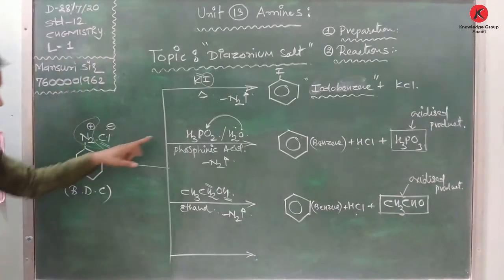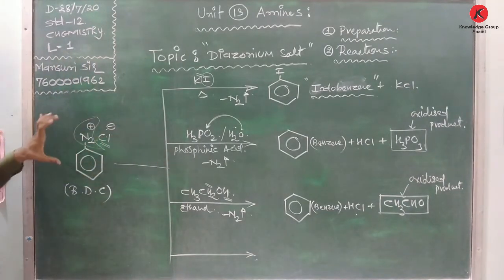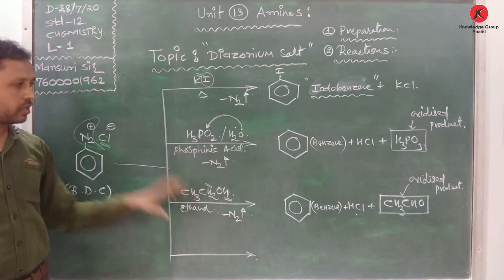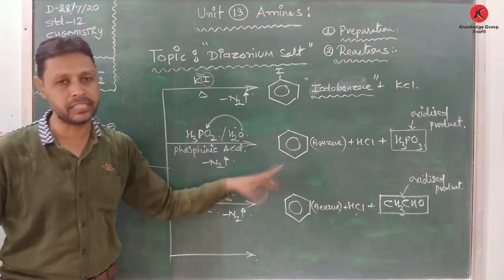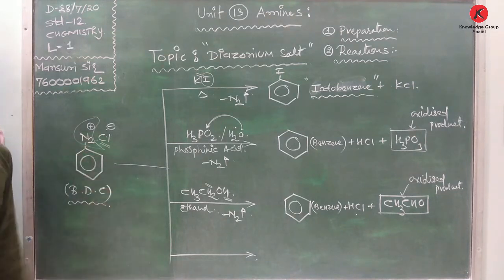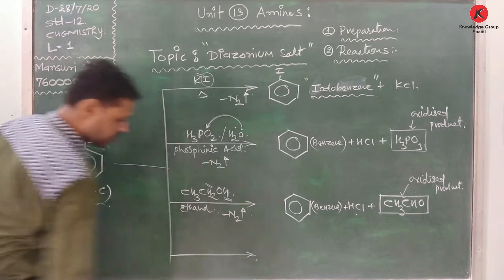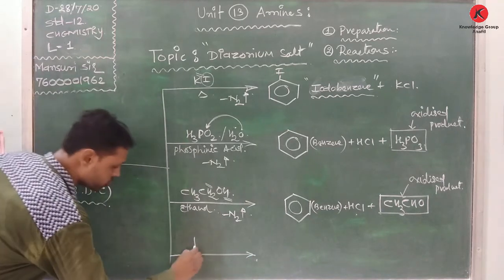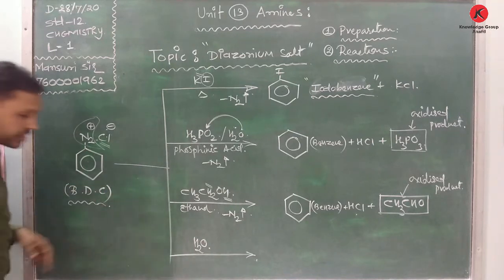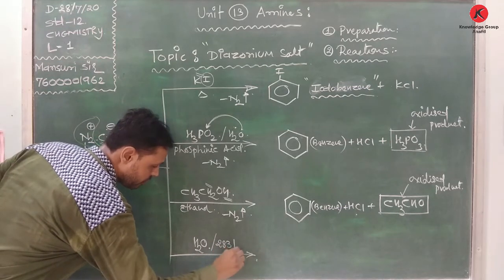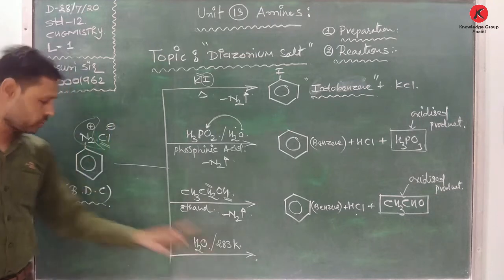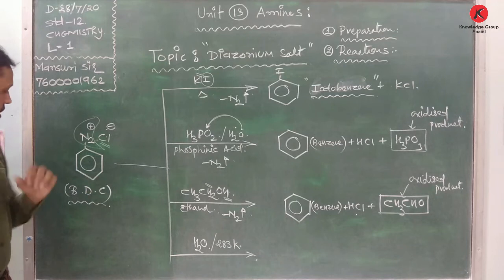Okay, so by these two reactions, when benzene diazonium chloride reacts with hypophosphorous acid or ethanol, it forms the same product, benzene. Now benzene diazonium chloride reacts with H2O. When benzene diazonium chloride reacts with water at a temperature of 283 Kelvin, that means 10 degrees, then what will form?